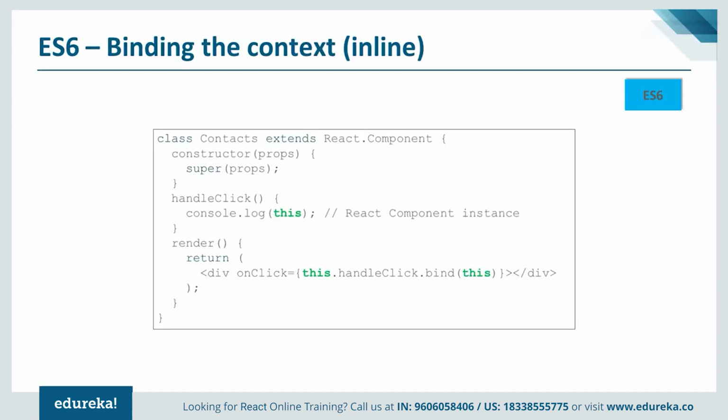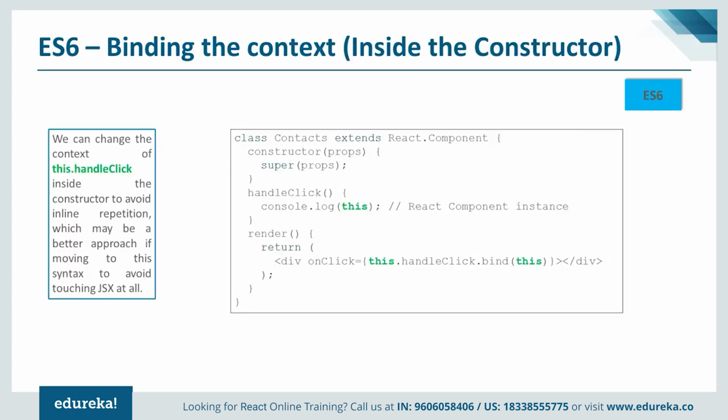So binding the context in ES6. As you can see over here, I'm creating a class, extending React.Component, having a constructor which is taking properties. And there is a function called handleClick. So what I'm doing is I'm using a bind function over here, this.handleClick.bind(this). This is one of the ways of binding the context in ES6. This is the second way. Now binding the context inside the constructor.